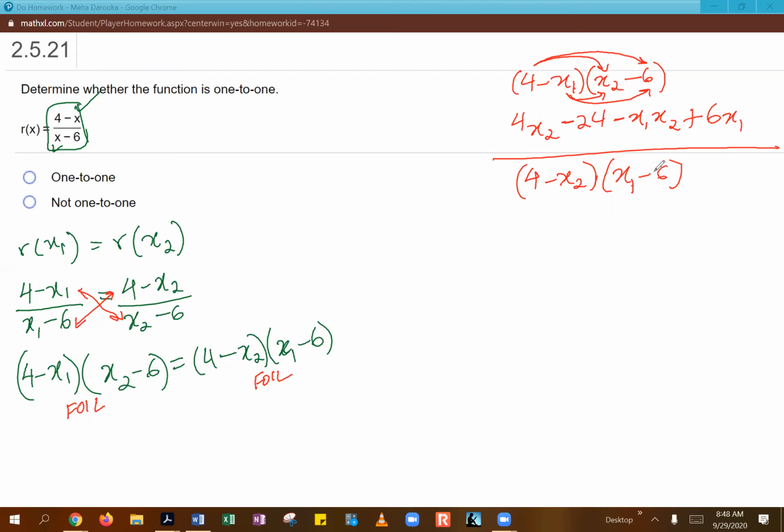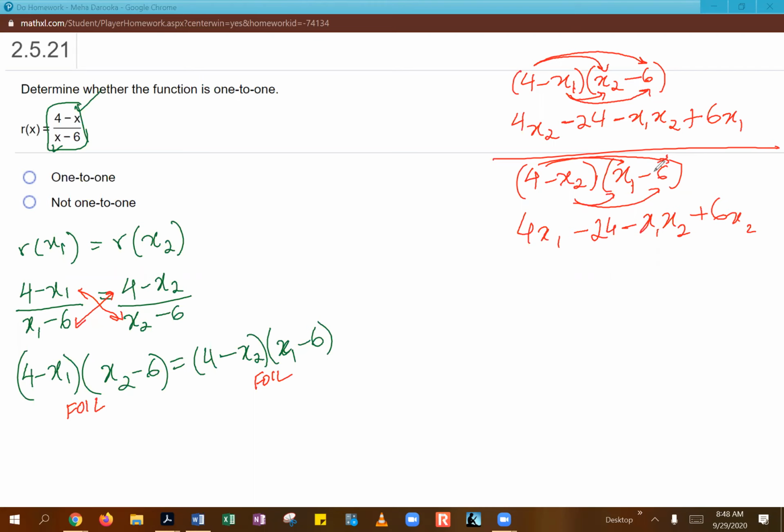Okay, so same thing. Multiply your first terms, which will be 4 times x1. Multiplying our outside terms will be, again, 4 times negative 6, which will give us negative 24. For the inside terms, we are again multiplying negative x2 with x1, so you can just write that as negative x1, x2. And then our last terms, we are multiplying negative times negative, which will become positive 6 times x2.